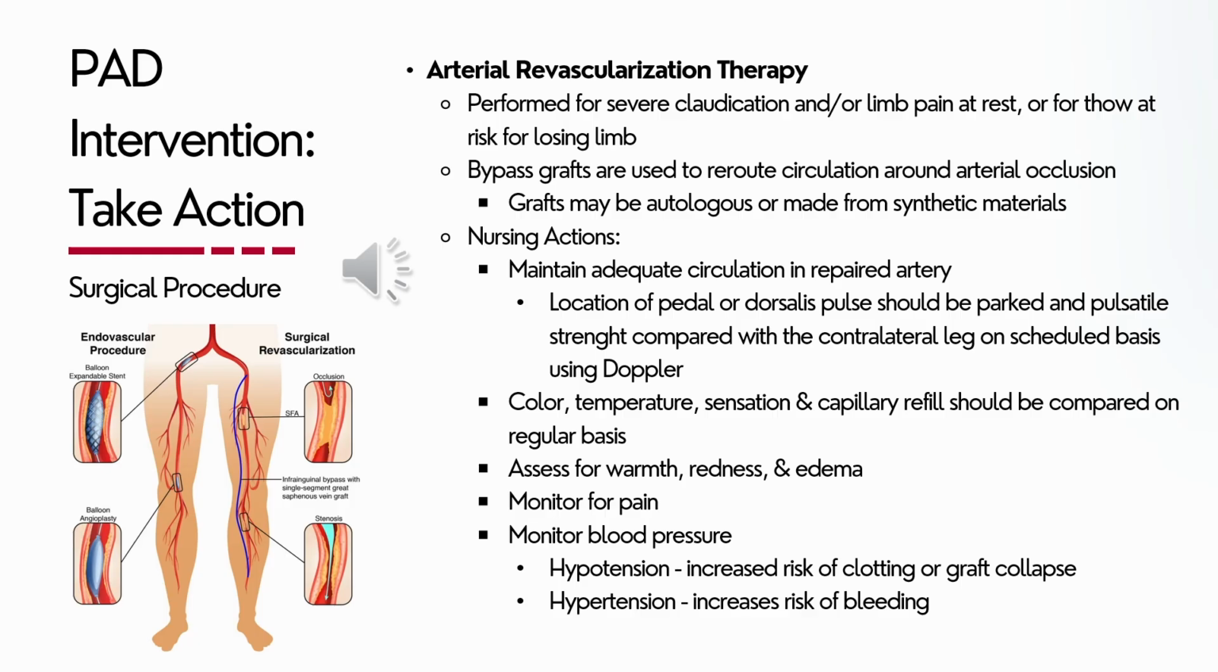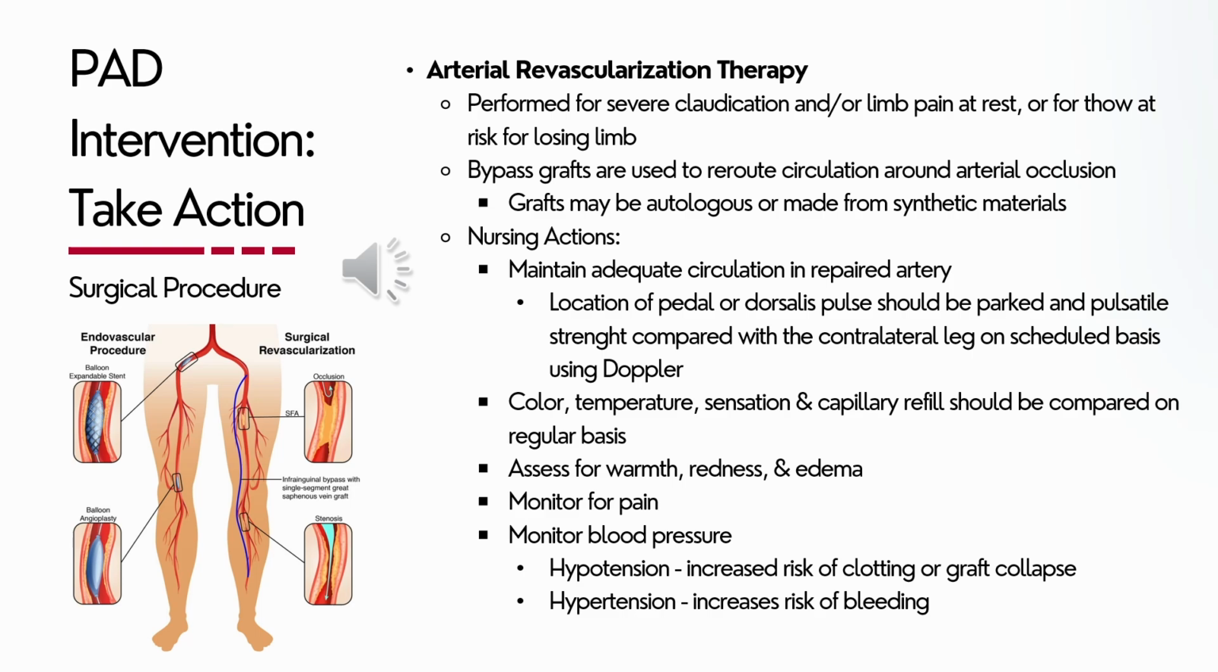So grafts may be autogenous, meaning that they use the patient's own veins, such as the saphenous vein, which is preferred for outflow procedures. Or grafts may be made of synthetic materials, which are used when autogenous veins are not available. So preoperative care. Preoperative preparation includes assessing and documenting vital signs and peripheral pulses to be able to establish a baseline. So patients may require antibiotics before surgery to prevent any post-op infections as well.